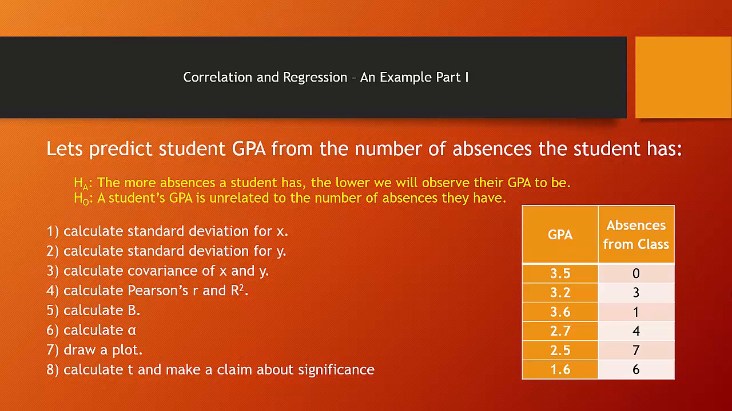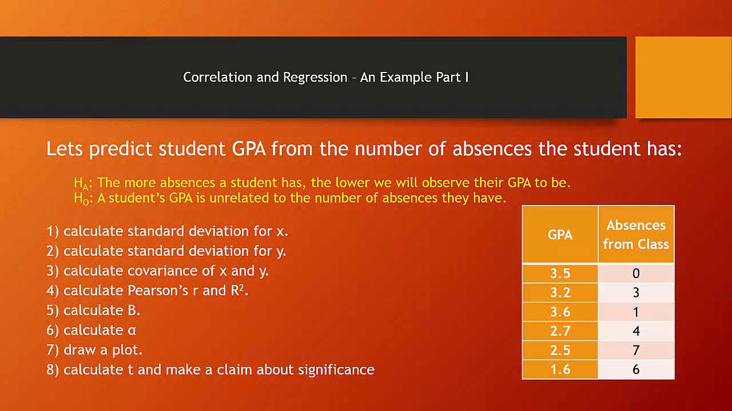So we're going to go through a variety of steps. We're going to calculate standard deviation for x, standard deviation for y, covariance of x and y, Pearson's r squared. We're going to calculate b, alpha. We'll draw a plot, and we'll calculate t. We'll make a claim about statistical significance. It doesn't have to be done necessarily in this order. Of course, the earlier ones do. So, of course, to calculate standard deviations, we need means, etc.